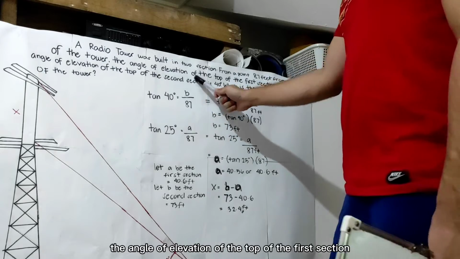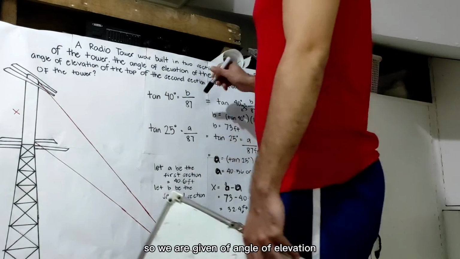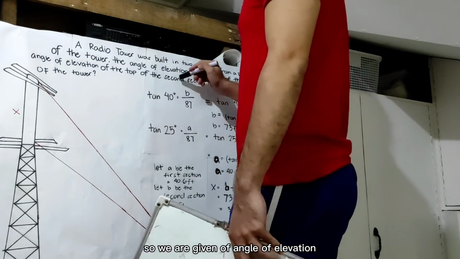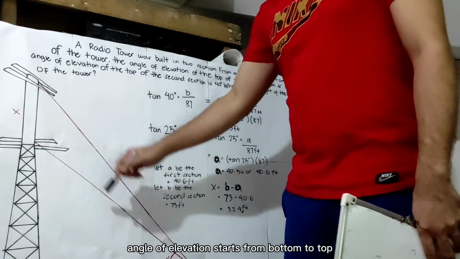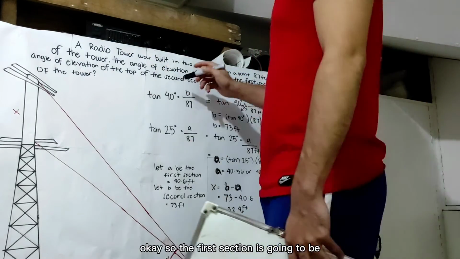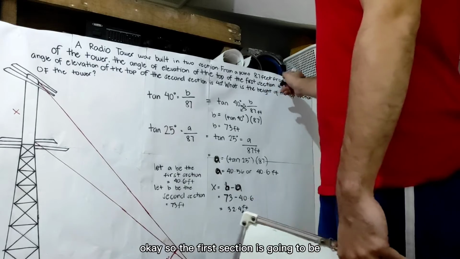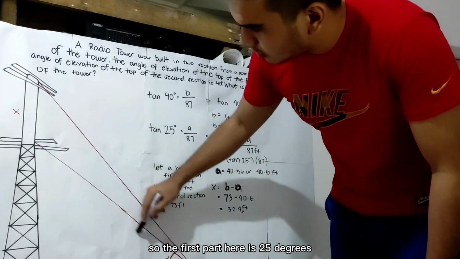The angle of elevation of the top of the first section is 25 degrees. So, we are given an angle of elevation. What is an angle of elevation? The angle of elevation starts from bottom to top. You are looking from down to up. So the first section is 25 degrees, the first part here.